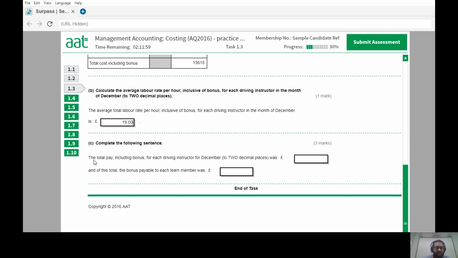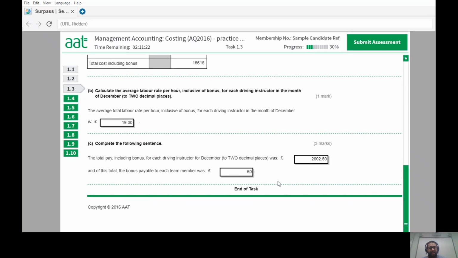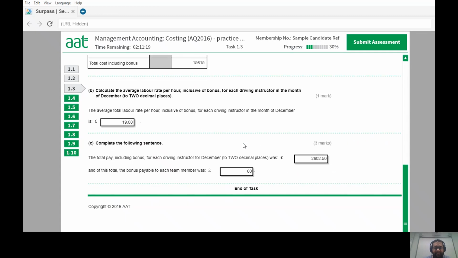Now let's see the next one. The total pay including bonus for each driving instructor for December was, let's again take 15,615 divided by 6, and you should be able to find out how much we'll be paying for one instructor. It's going to be £2,602.50. And the bonus payable for each member: the bonus is 360 divided by 6, which is going to be £60 bonus. That will be the answer for that one.